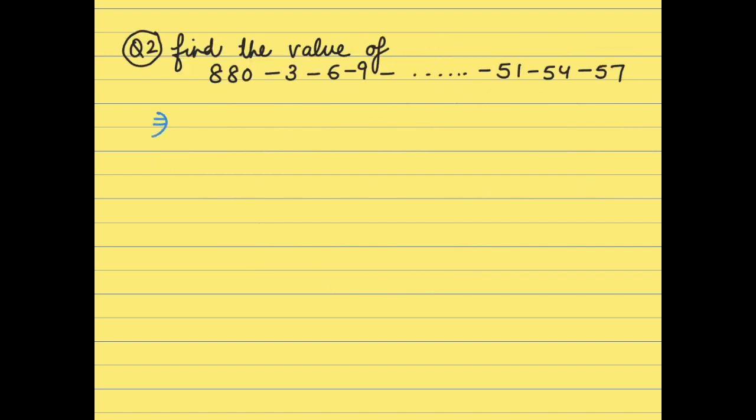So let's try another problem. In this problem, the question is 880 minus 3 minus 6 minus 9 and so on up to minus 57. So in that case, first of all, let's show it in a different way. I take out minus common, so inside all will be plus. I'm restating the problem.